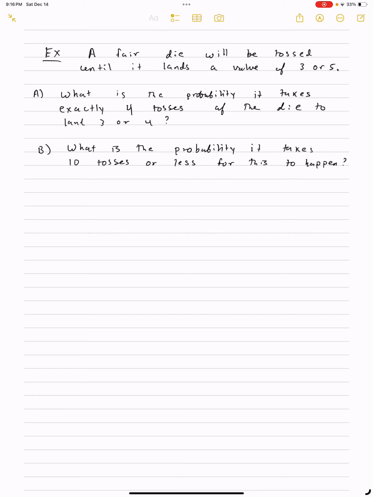Today we're going to be talking about this example in which a fair die will be tossed until it lands a 3 or a 5. So success I'm going to define as 3 or 5, and in this instance the probability of success, because it can occur in two ways and there are 6 outcomes of the die, is 2/6 or 1/3.